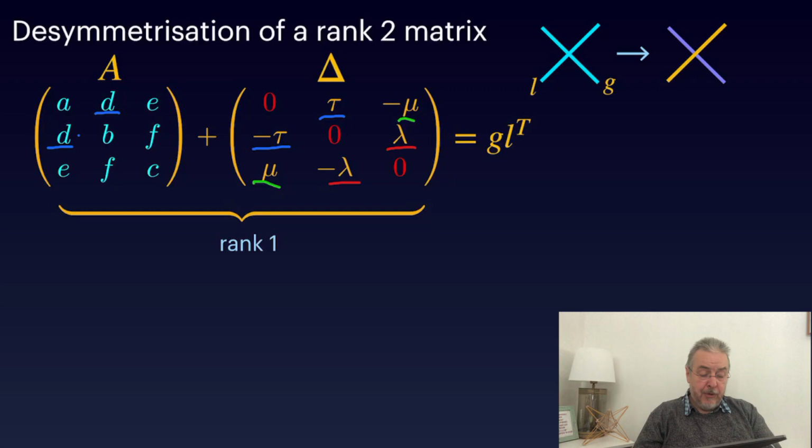So, how to make this matrix rank 1? Well, a matrix is rank 1 if all its 2 by 2 minors are of rank 1.